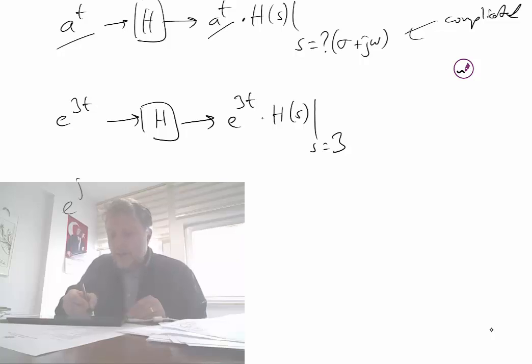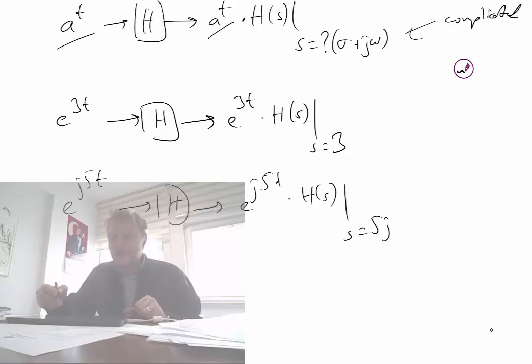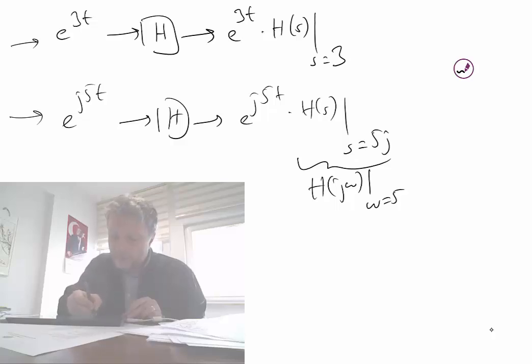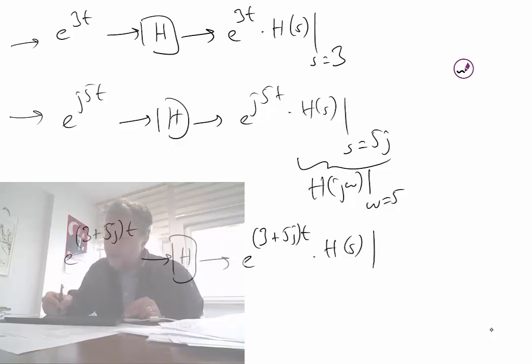If e to the j 5t goes into the system, the output is e to the j 5t times h of s at s is equal to 5j, right? And that means omega is equal to 5. Or you can also say h of s at s is equal to 5j here, that is equal to h of j omega at omega is equal to 5. They correspond to the same thing. But this is the case for an imaginary exponent term, that's a complex exponential. This corresponds to a real term. And the mixture could also appear, like e to the 3 plus 5j t goes into a system, and the output is e to the 3 plus 5j t times h of s evaluated at s is equal to 3 plus 5j.